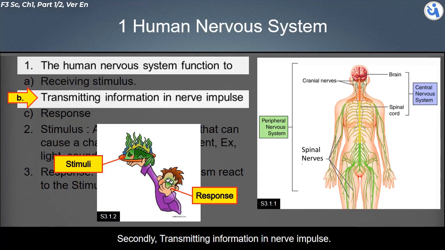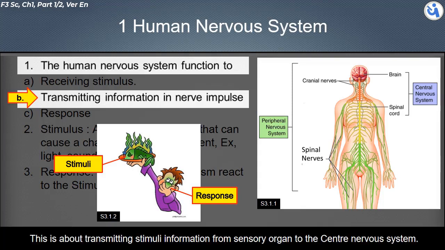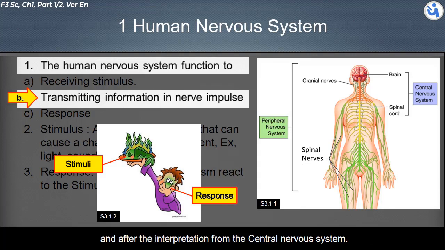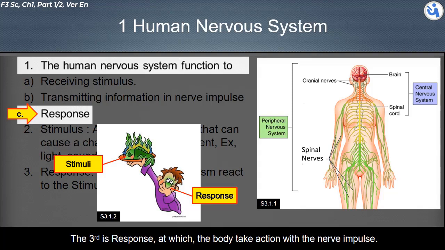Secondly, transmitting information in nerve impulses. This is about transmitting stimuli information from the sensory organ to the central nervous system. And after the interpretation from the central nervous system, the response information will be transmitted to the body. The information is in the nerve impulse. The third is response, at which the body takes action with the nerve impulse.